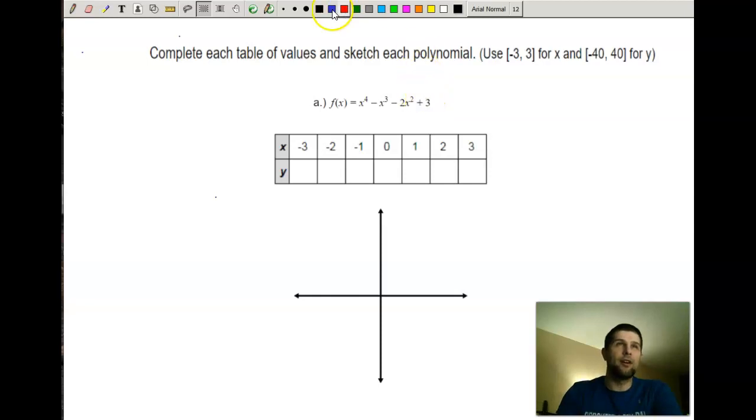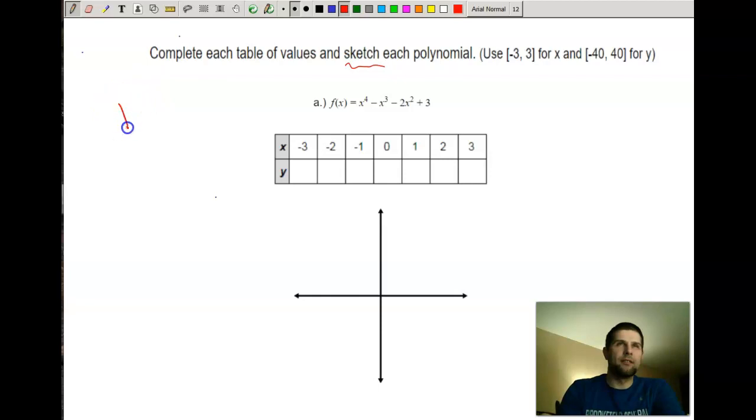All right, so we're going to look now at how we graph these polynomial functions. All we're going to be doing here is really just sketching it. We already talked about the end behavior of these polynomials, and now we're going to sketch the graph a little more clearly, kind of fill in some of the gaps. In this problem, we have x to the fourth minus x cubed minus 2x squared plus 3.